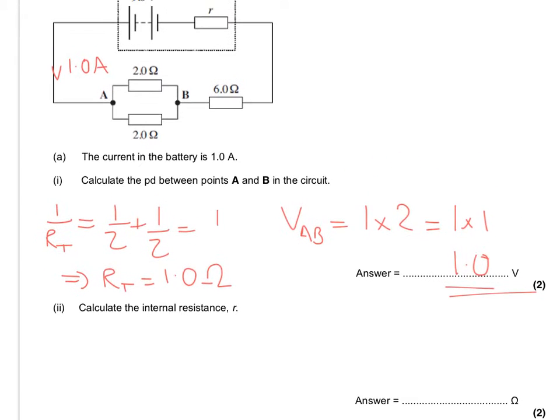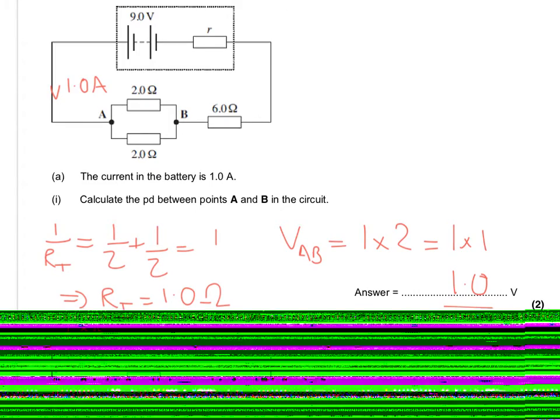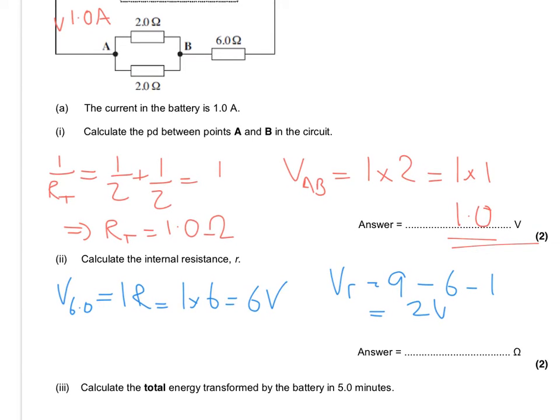Okay, so then in terms of using that to calculate your internal resistance, we've got 1 volt between A and B, so let's first calculate the potential difference across the 6.0 ohm resistor. So that's going to be IR, so that's going to be 1 times 6, which is going to be 6 volts. So that means that the potential difference across R is going to be 9 minus 6 minus 1, which is 2 volts. So that's the potential difference across R.